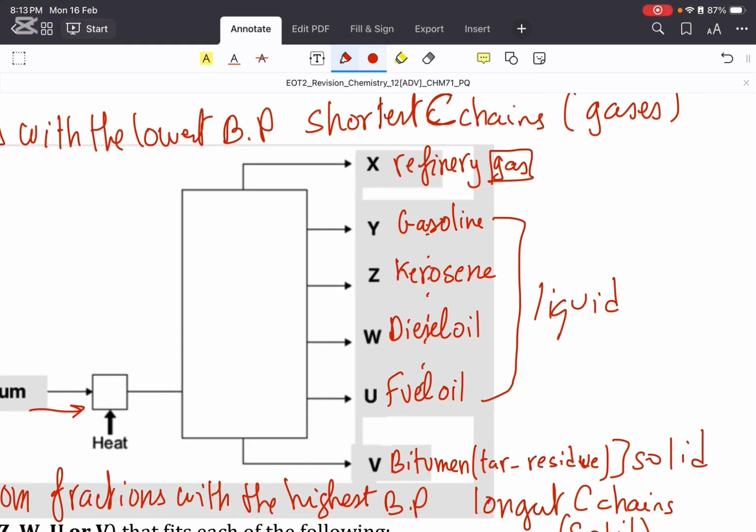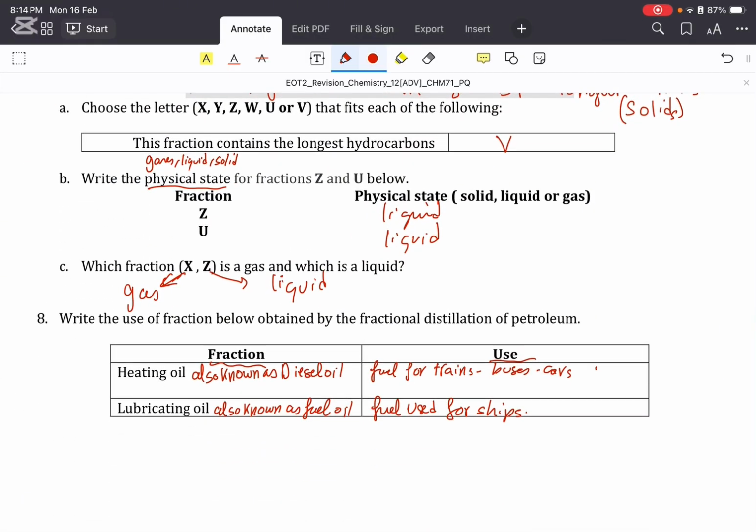From the top, the fraction is called refinery gas, used for domestic heating. The second one, gasoline, used as a fuel for cars. Next, kerosene. This is the fuel used for airplanes. Next, diesel oil, or what you know as heating oil. This is the fuel used for buses, trains, lorries. Fuel oil or lubricating oil, this is the fuel used for ships. Last one, bitumen or tar or residue, and it is used to cover the road surfaces.